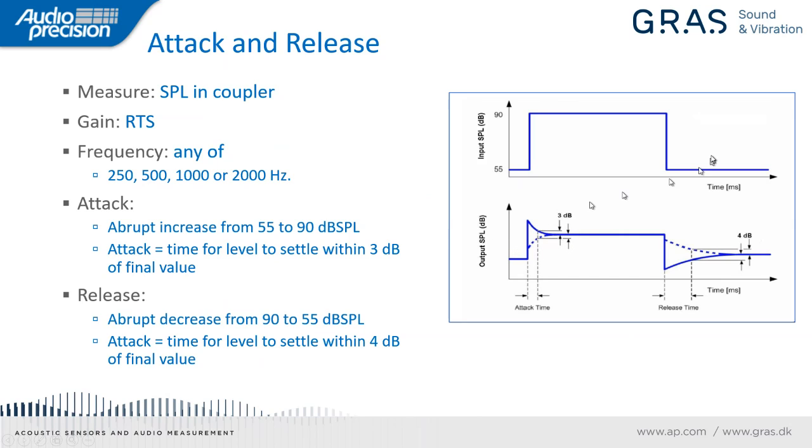For the release time, we do the opposite. We decrease the level abruptly from 90 dBSPL down to 55, and we measure the amount of time that it takes the envelope of the hearing aid response to settle within plus or minus 4 dB of the final level.